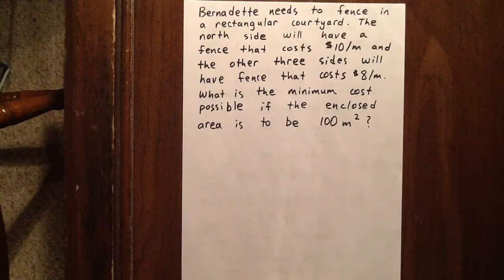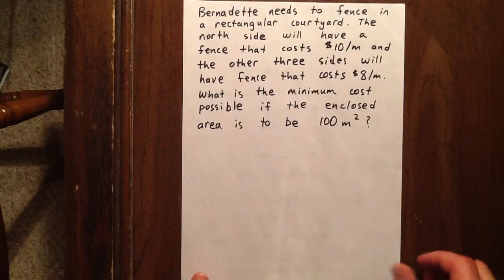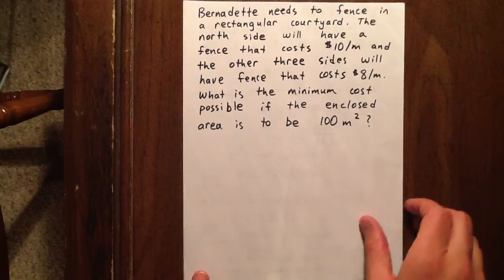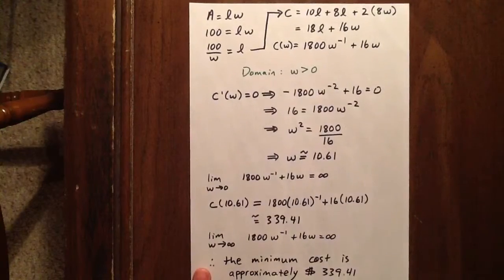In this case, Bernadette wants to fence in a rectangular courtyard. She's going to have three sides, each costing $8 per meter in fence, but one side is a little bit more expensive at $10 per meter. And she knows that she wants to enclose 100 meters squared. She just doesn't know the greatest possible area, so we're going to figure that out for her.